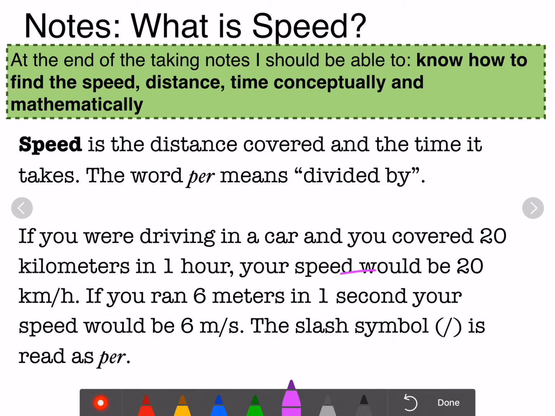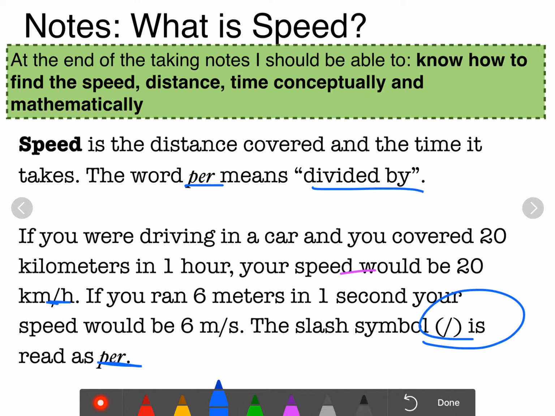So I'm going to underline that. Per is divided by. If you were driving in a car and you covered 20 kilometers in 1 hour, your speed would be 20 kilometers per hour. And there's our per, right? If you ran 6 meters in 1 second, your speed would be 6 meters per second. The slash symbol is read as per. Okay, so our slash symbol here is read as per.